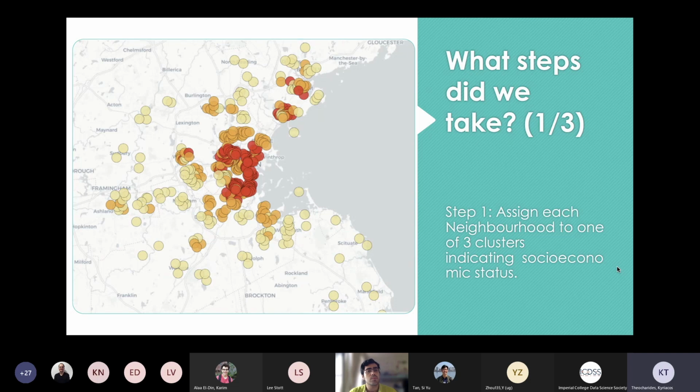So we did some analysis. We found that 3 was the optimal amount of clusters. So you can see that we have 3. We have red, orange, and yellow, and the red is of the lowest socioeconomic status. So the poorer areas, the rougher areas with the most crime. Orange is somewhere in the middle, and yellow is the most affluent, the richer areas.